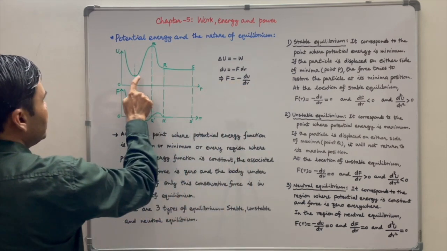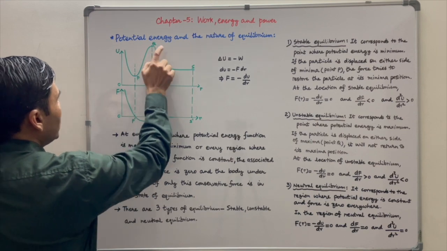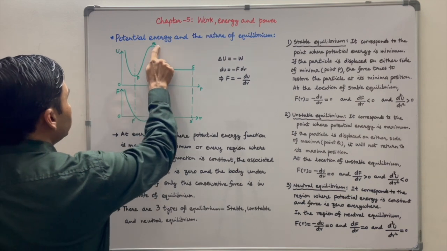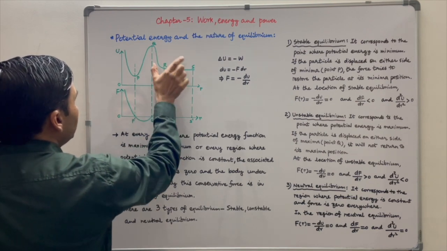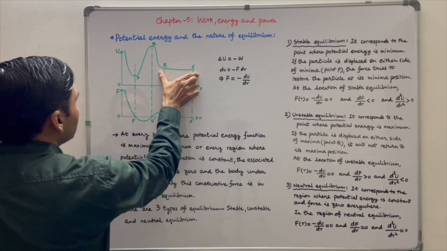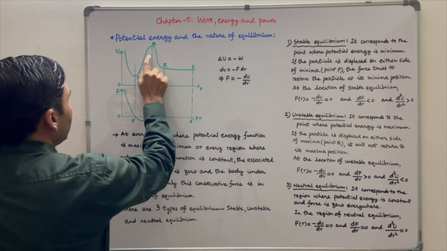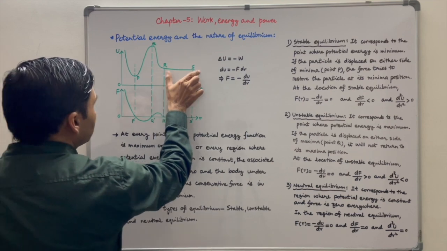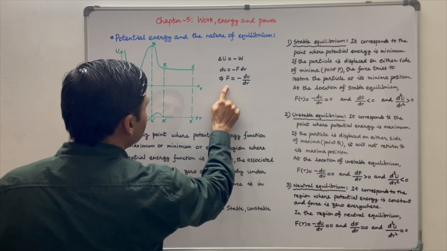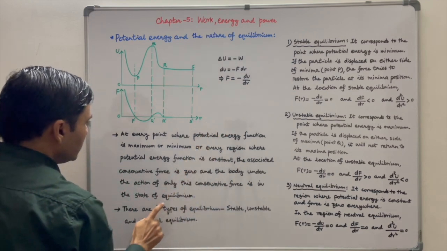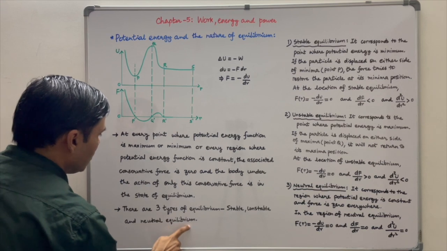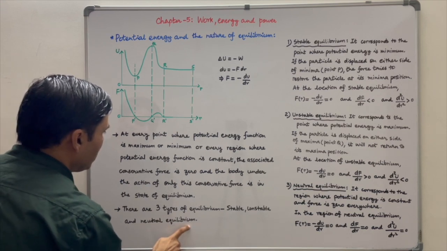There are 3 points of interest: point P, point Q and region RS. Point P where potential energy is minimum, point Q where potential energy is maximum and region RS where potential energy is constant. At points P and Q and in the region RS, slope of the curve is 0. That means conservative force is equal to 0. Particle will be in the state of equilibrium. There are three types of equilibrium: stable, unstable, and neutral equilibrium. Let us understand them one by one.